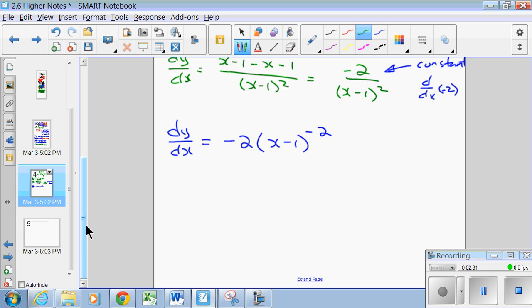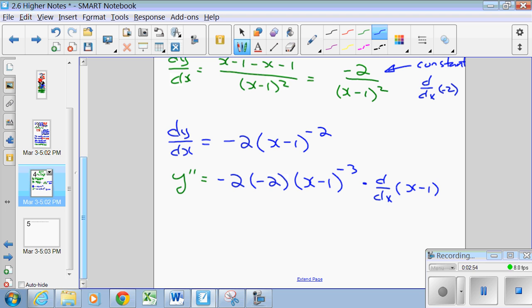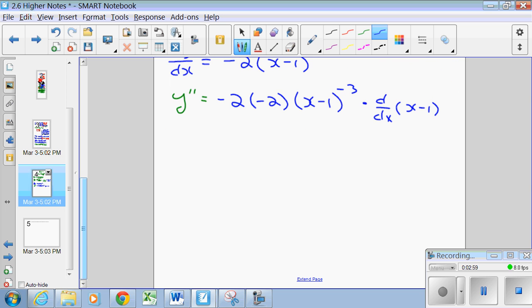So now my second derivative, I'm going to change my notation this time to y double prime. My second derivative is going to be the chain rule. So I have a negative 2 to begin with. My exponent comes down as a negative 2. My original function x minus 1 goes down a degree to negative 3. And I'm going to times that by the derivative of x minus 1. So way quicker, way cleaner than doing the quotient rule.